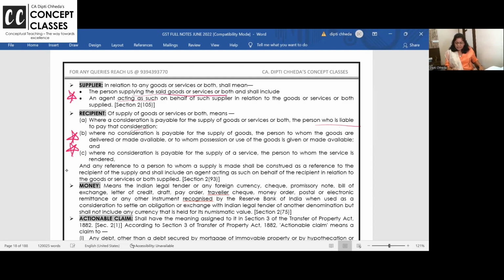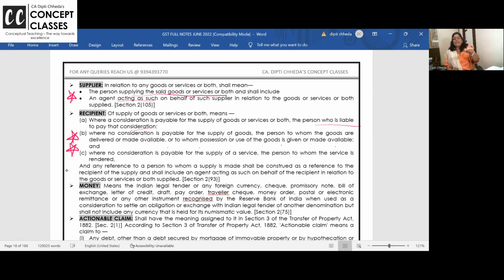Where no consideration is payable for supply of goods, the person to whom the goods are delivered or made available, or to whom possession or use of the goods is given, that is a recipient. Sometimes I'm rendering the services. For example, stock transfers and all. So stock transfer, branch transfer, if it is interstate then GST is charged. That is again covered in detail.